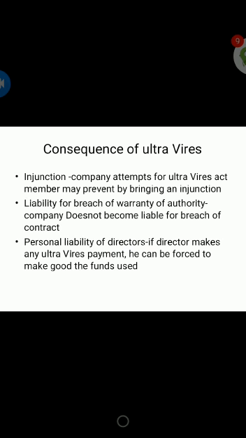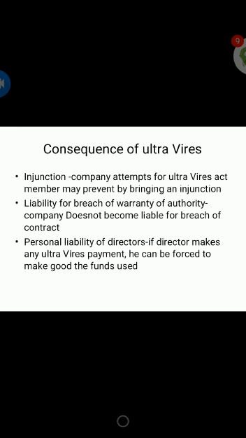So in this case, PQR cannot sue or file a case against the company. So what they are going to do is, PQR may file a case against the director, XYZ, and XYZ is personally liable for the breach of contract, or any loss suffered by PQR will be made good by the director.